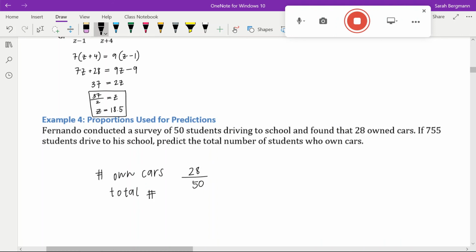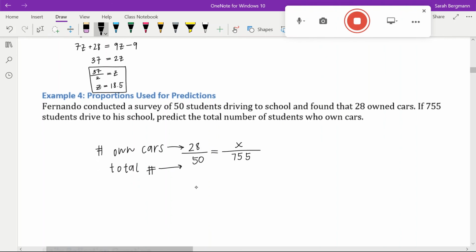who he surveyed. Now, if we're going to use this to predict the total number of students who own cars, we're going to assume that it's proportional to the whole school. Now, I need to put the total number of students in the denominator here because I put the total number surveyed in the denominator before. That means in my numerator, my variable will tell me the number who own cars out of the entire school. You should know how to solve this. We just did one. Cross multiply and divide.